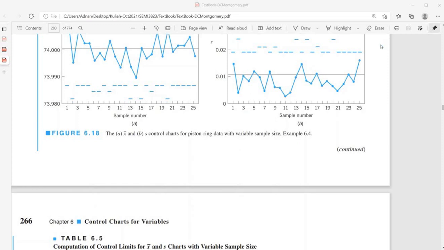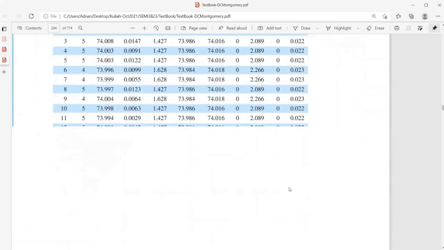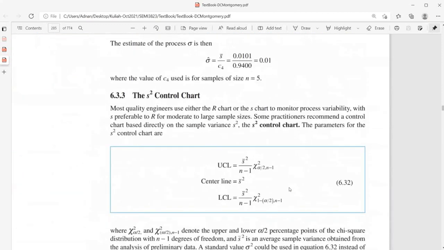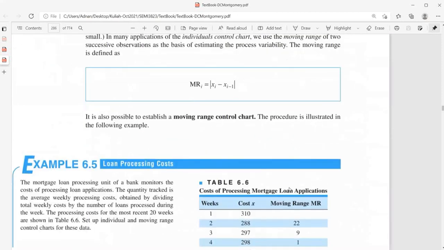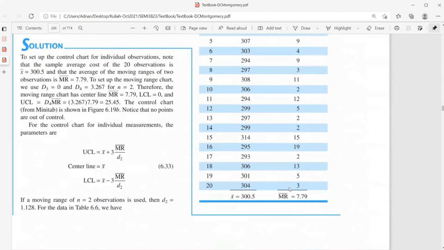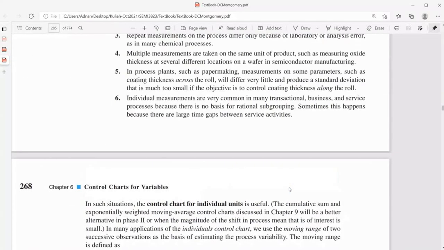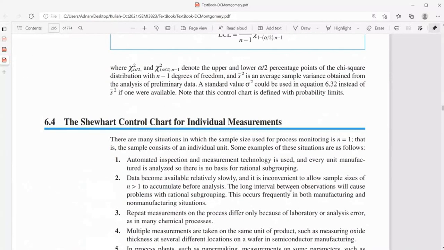Okay, there are cases where we use individual sample. Before this we discussed rational subgroup, but there are situations where taking sample is very expensive. When taking sample is very expensive, what we do is we use what we call individual measurement.